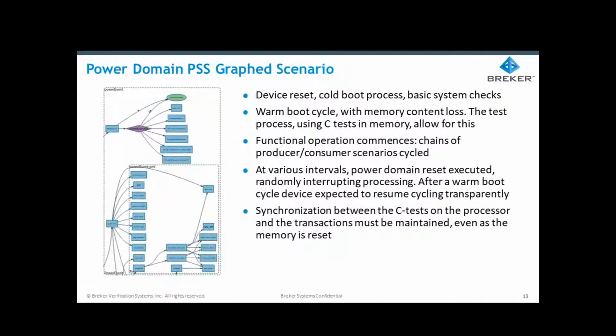Essentially, when we take that power state machine and build this graph to check the power cycling, the graph looks like this. And you can see it's not really that complex. It's pretty straightforward, and that completely describes the power cycling for all these blocks in this device.